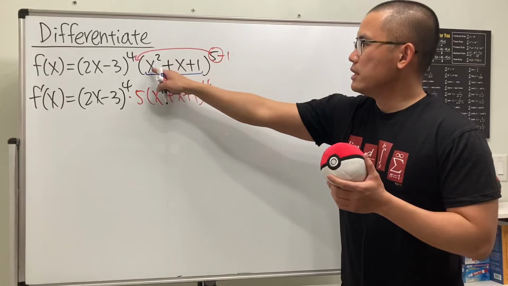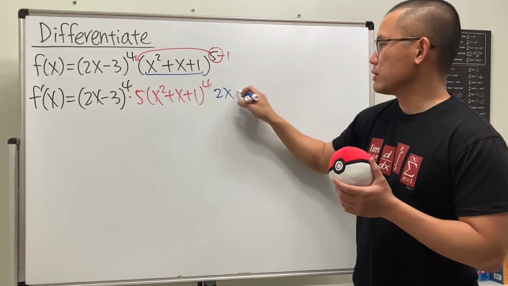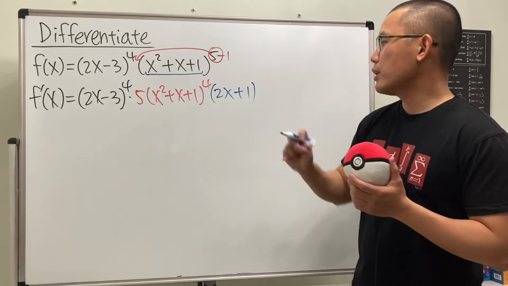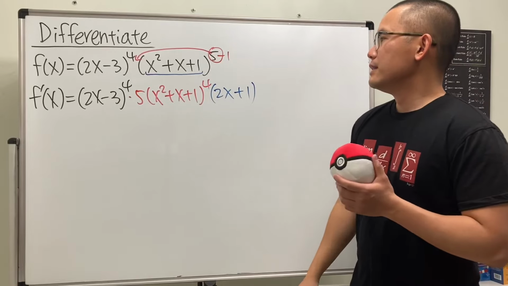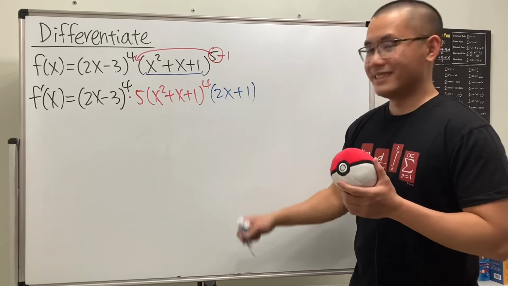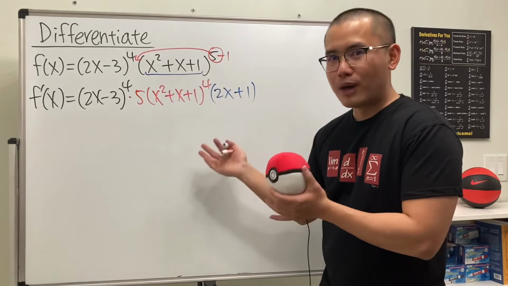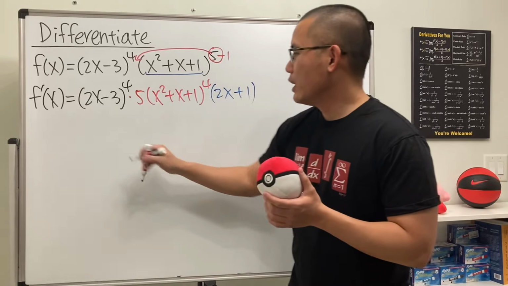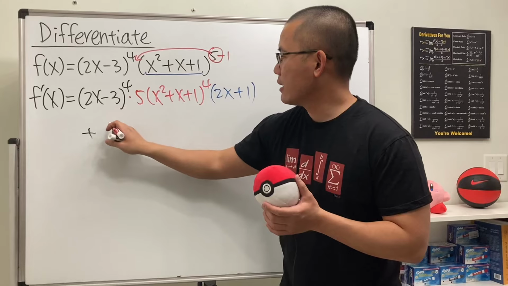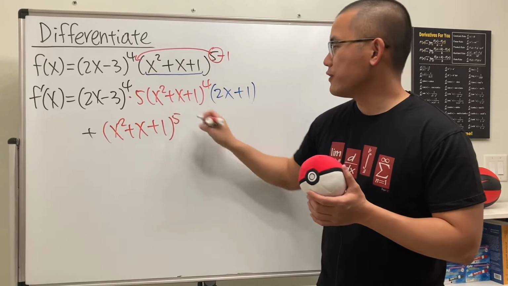Well, let's see, the derivative of x squared is 2x. And then the derivative of plus x is just plus 1. And because this has two terms, be sure we put down a parentheses. Alright? So that is it for the first part. But we're not done yet because we have to do the second part of the product rule, which says we will have to add the second function, which I will write down in red, right? x squared plus x plus 1 raised to the fifth power.